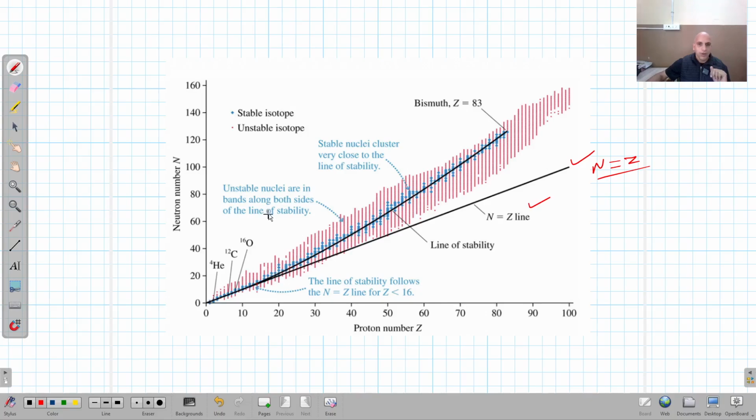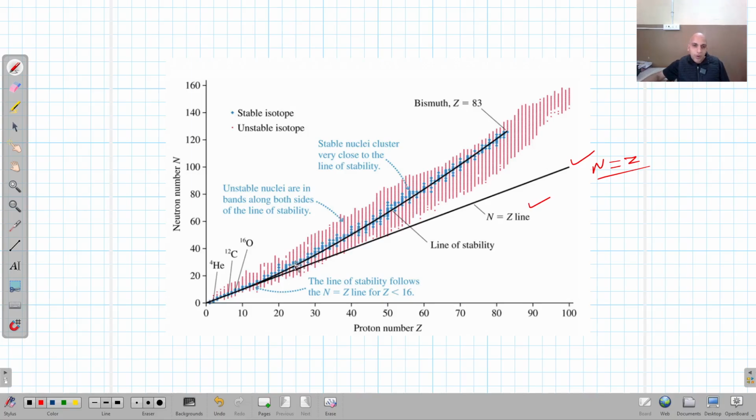Now, as we go toward this side, as the number of protons increases, I mean we are going to the heavier nuclei side, this graph tends to deviate from the straight line and starts deviating toward this side. It means the number of neutrons is now increasing. Stable nuclei are represented by these bluish dots here, and stable nuclei cluster very close to the line of stability. You can see here, this is the line of stability.